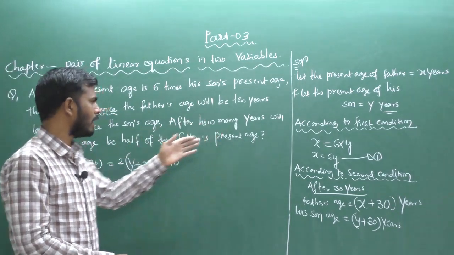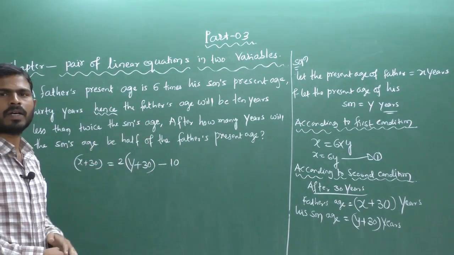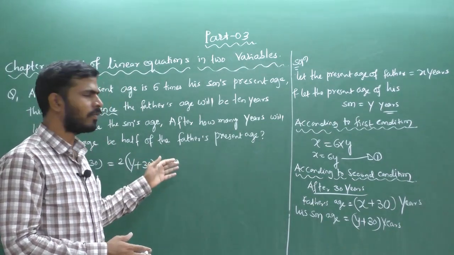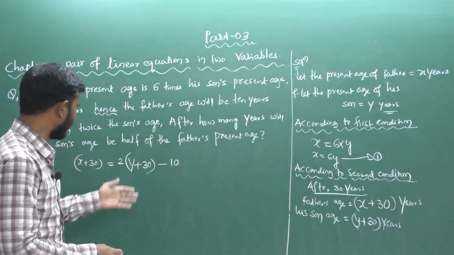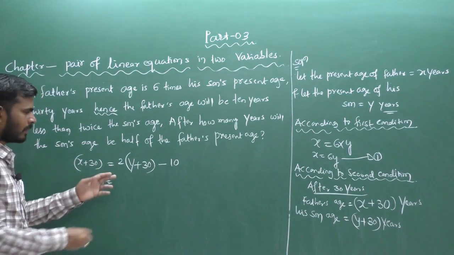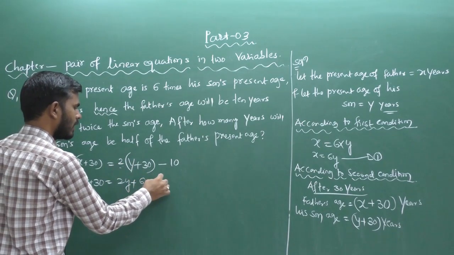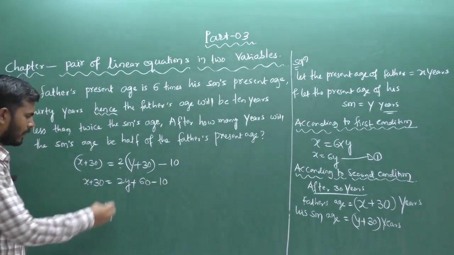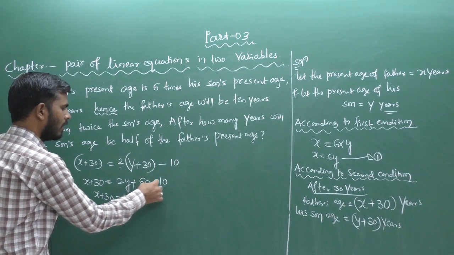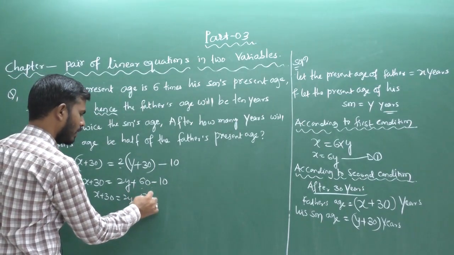After how many years will the son's age be half of the father's present age? First I have to find out the present age of the father and the present age of the son. Let us see. Next, simplify: x plus 30 equals 2 into y, 2y, 2 into 30, 60, minus 10. So x plus 30 equals 2y plus 50, since 60 minus 10 is 50.